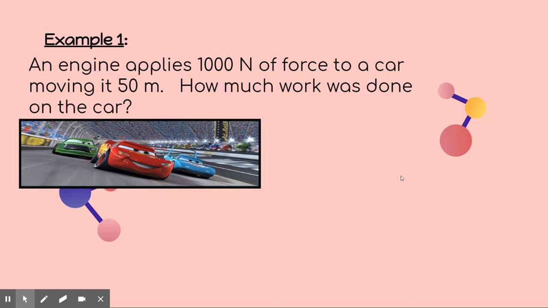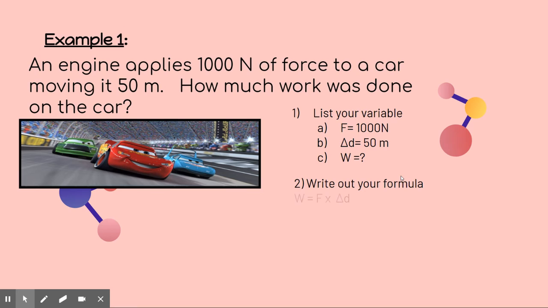Every time you do an equation like this, the first step is to always list your variables. This will help you get comfortable looking for which variable am I looking for, and do I need to rearrange my formula. So I have 1,000 newtons, which represents force. I have 50 meters, which represents my change in position. I'm looking for work. So this is easy, because I can use my regular formula: work equals force times distance.